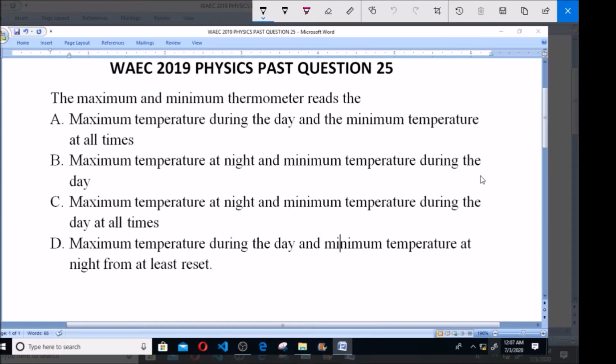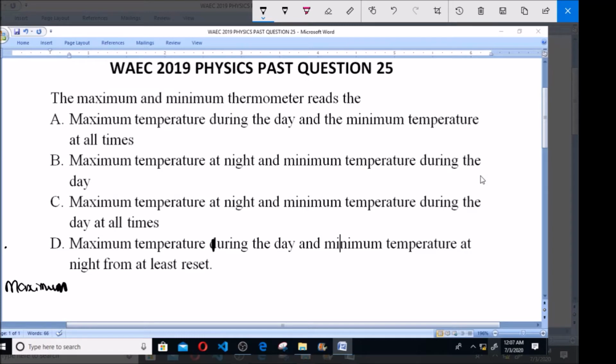Now, for us to understand this, we need to know the definition of the maximum and minimum thermometer. What kind of thermometer is it? What is it used for? Now, the maximum and minimum thermometer is a type of liquid in glass thermometer used by weathermen in meteorological stations to record the temperature for the day, maximum temperature during the day, and minimum temperature during the night. That's what it does.